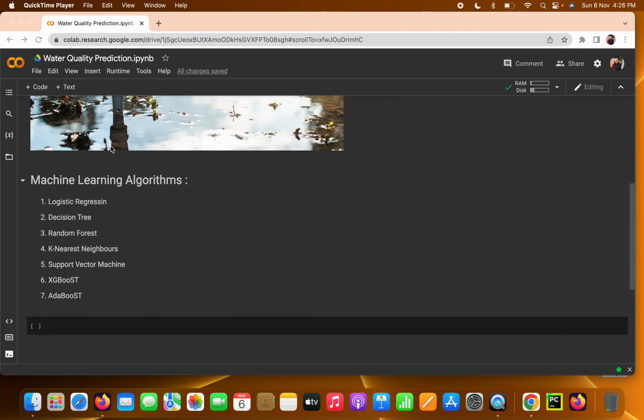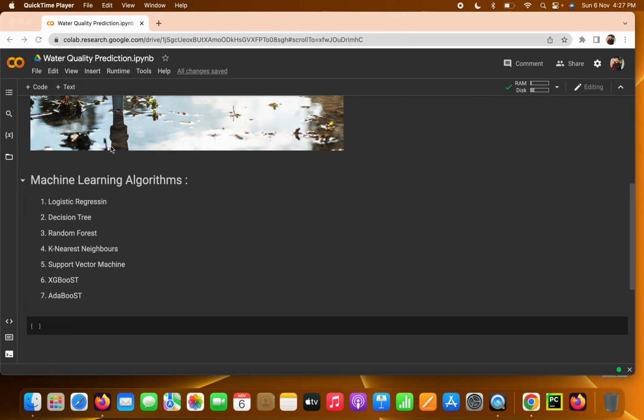We are going to use 7 machine learning algorithms. First we are going to start with logistic regression, second decision tree, third random forest, fourth k nearest neighbor, fifth support vector machine, sixth XGBoost, and the last one is AdaBoost.